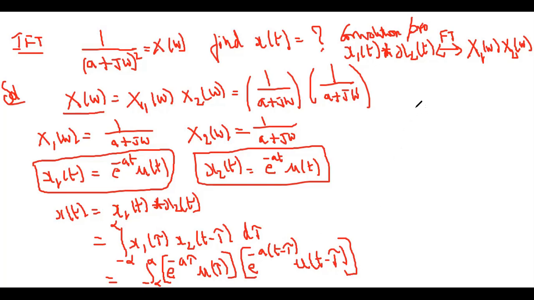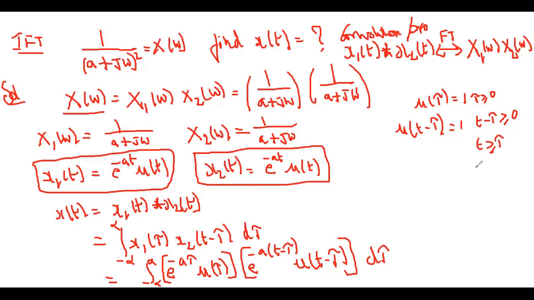So in the step function, mu of tau is equal to 1 for tau greater than or equal to 0, because we are integrating with respect to tau. Another function here, mu of t minus tau, is also 1 for t minus tau greater than or equal to 0. Here t minus tau is a shifted version, so t is greater than or equal to tau, and tau is less than or equal to t. We got the two ranges: tau is greater than or equal to 0, and tau is less than or equal to t. So the range is from 0 to t.